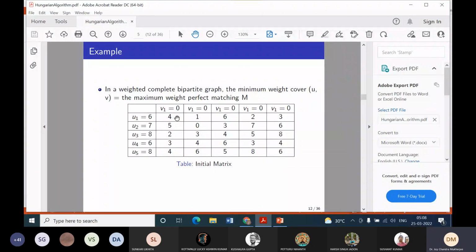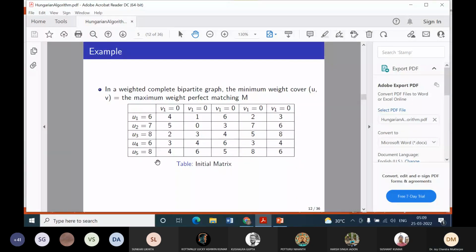For each row, we find the maximum and we assign it as U1. So U1 is basically 6 because it is maximum. Here it is 7. Here it is 8 because it is maximum in this third row. In the fourth row 6 is maximum, fifth row 8 is maximum. Now if we put this value, you have to note that this is a cover. This is not a minimum weighted cover. This is a cover. Why?